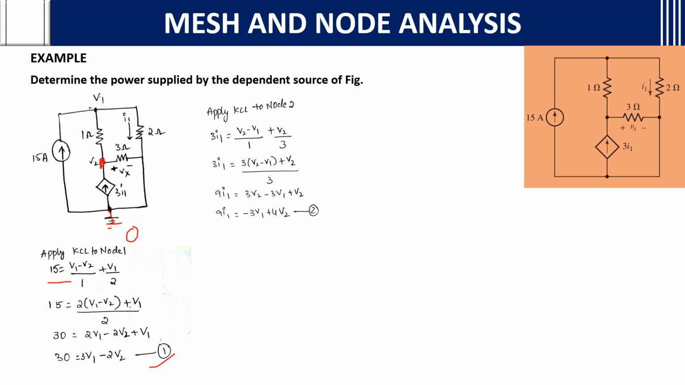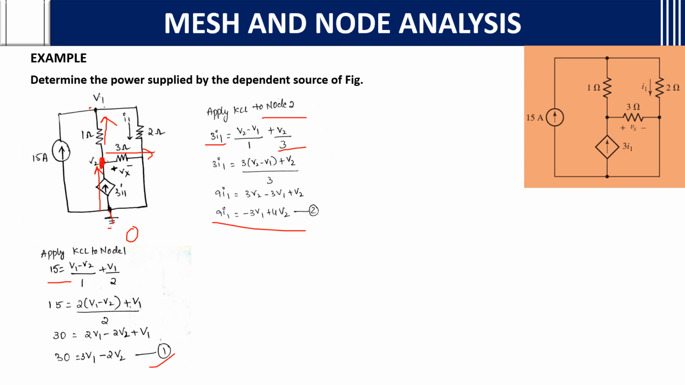KCL to node 2. We will apply KCL to node 2. If you see, the dependent source current 3I1 is going into the node, and these two are going outside of the node. The incoming current, that is 3I1, equals V2 minus V1 by 1, as we are taking with respect to V2, node 2, plus V2 by 3, which is going outside. If you calculate, you will get 9I1 equals minus 3V1 plus 4V2.